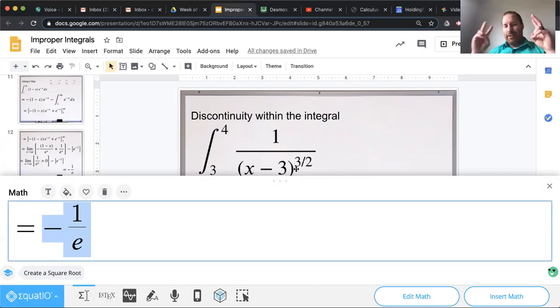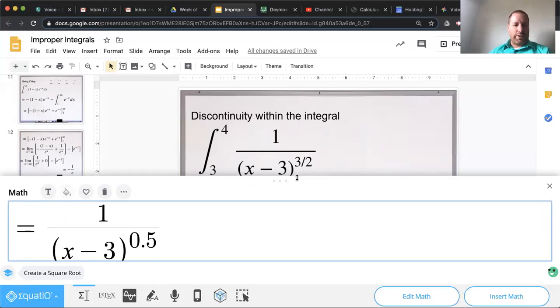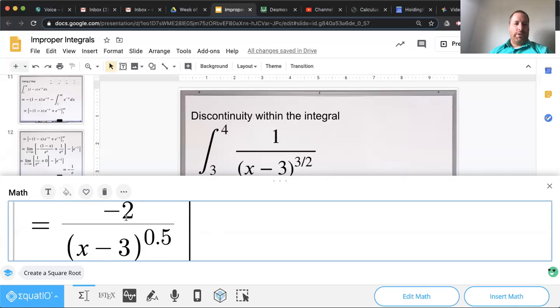Again, this is a -3/2 power. So we would bring that up to a -1/2 power in that case. So that'd be x minus 3 to the half, right? I'm just going to put 0.5 because it doesn't let me do fractions super nice right now. So we bring that up to that -1/2 power and then divide by the -1/2, which would make that -2, right? In that case, and we are going to evaluate this thing from 3 to 4.